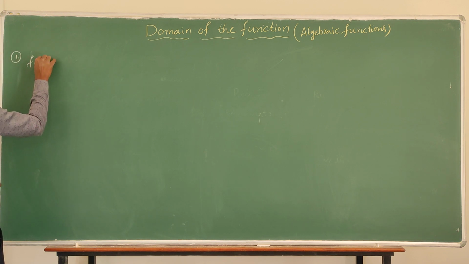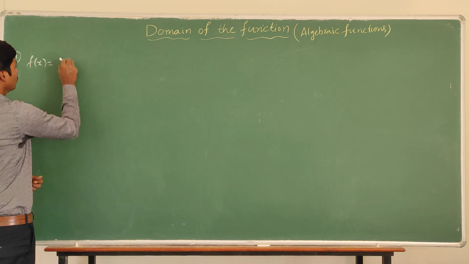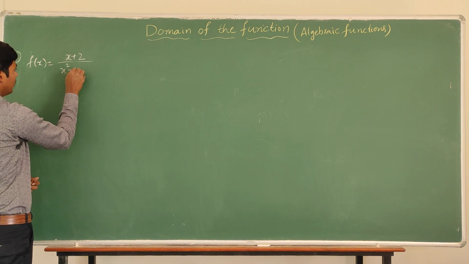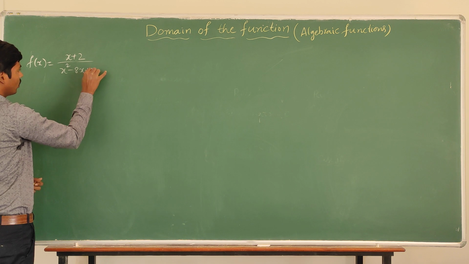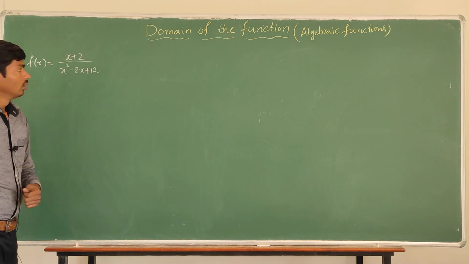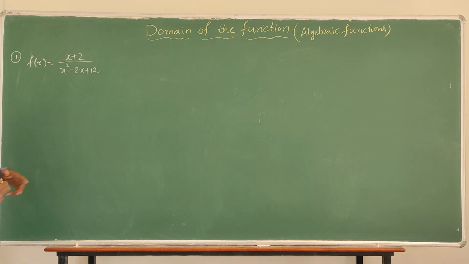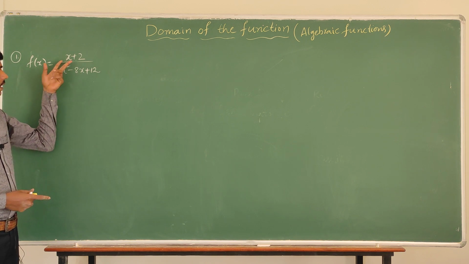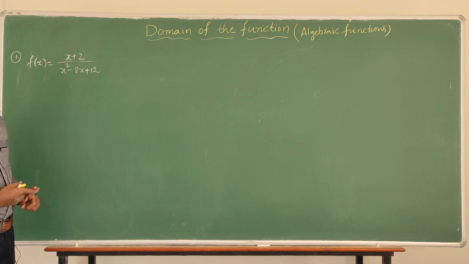So let us take an example. f of x equal to (x plus 2) by (x square minus 8x plus 12). So this is the function, and we have to find the domain of this function. This is a rational function.